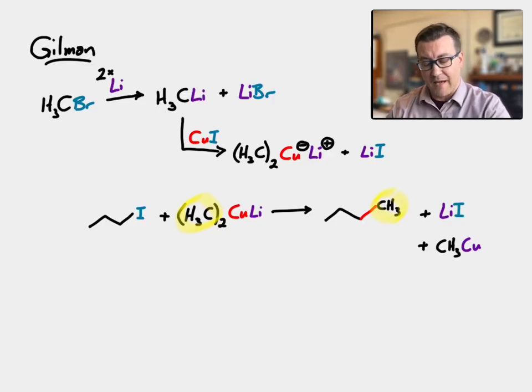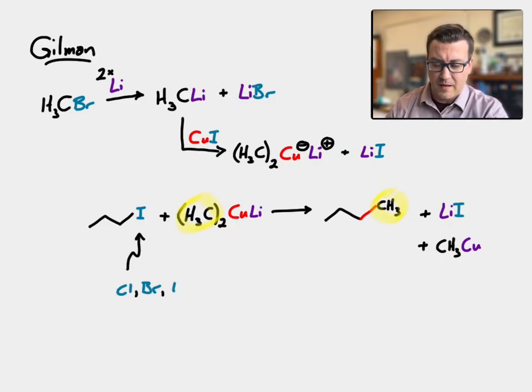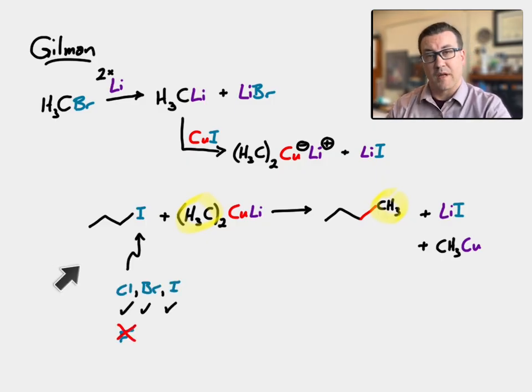The key thing to keep in mind is that you have effectively wasted one equivalent of the methyl. So if it's the case of methyl bromide, that's a very inexpensive alkyl halide. Sometimes this can be a very costly reaction. This will work with alkyl halides such as chloride, bromide, and iodide, but it will not work with alkyl fluoride. That bond is simply too strong.